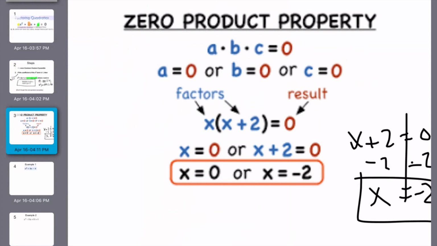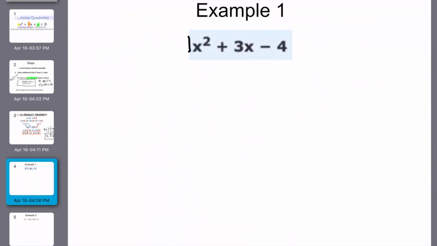Let's try factoring with an example now. So I have x squared plus 3x minus 4. A little bit different than before. However, I can still see that my x squared term is still 1. My a is 1. So I'm looking for numbers that can multiply to give me negative 4.